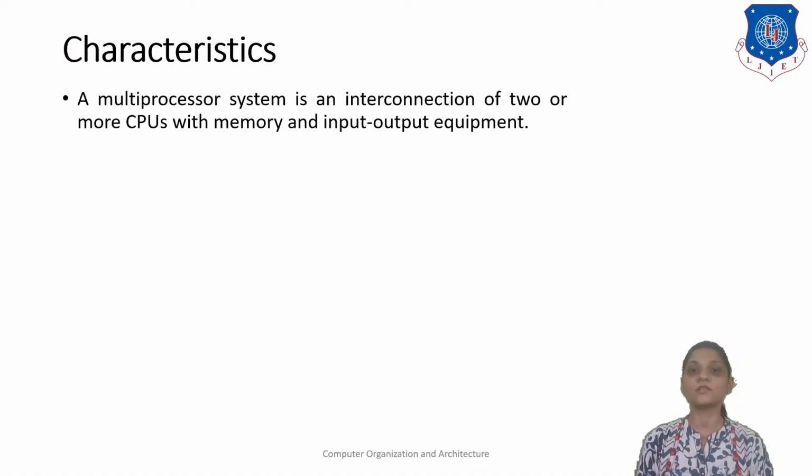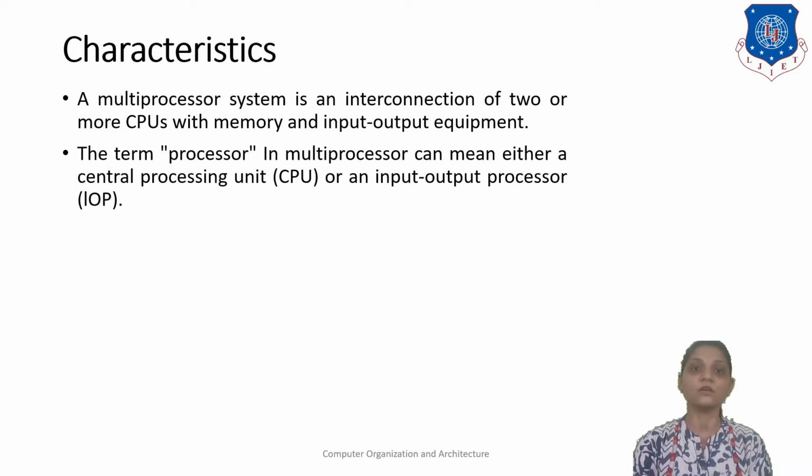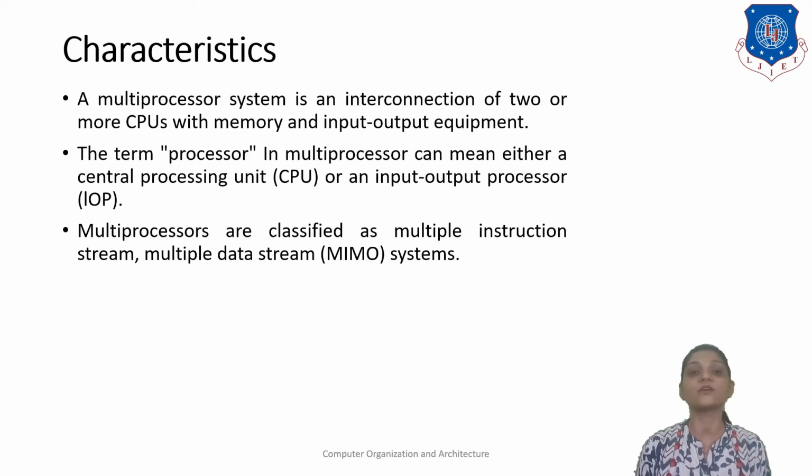A multiprocessor system is an interconnection of two or more CPUs with the memory and the input output equipment. Here the term processor in multiprocessor can mean either a central processing unit or an input output processor. So in a multiprocessor system we will have the central processors and some other supporting processors, and multiple central processing units.